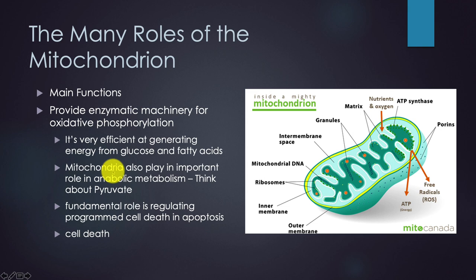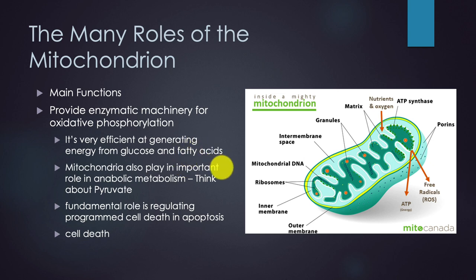This is a cool one. Mitochondria also plays an important role in anaerobic metabolism. Think about pyruvate, right? The mitochondria plays a role in determining whether it's going to take pyruvate from glycolysis into the mitochondria to produce energy, or whether it's going to send pyruvate to lactate generation. So it plays a role in determining cell energy, and in determining if pyruvate's going to go into aerobic metabolism or be shuttled into lactic acid via anaerobic metabolism. So that's another cool thing.